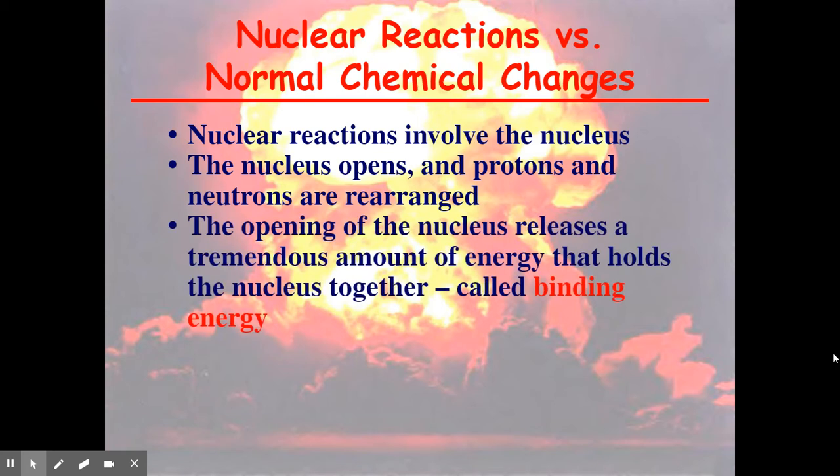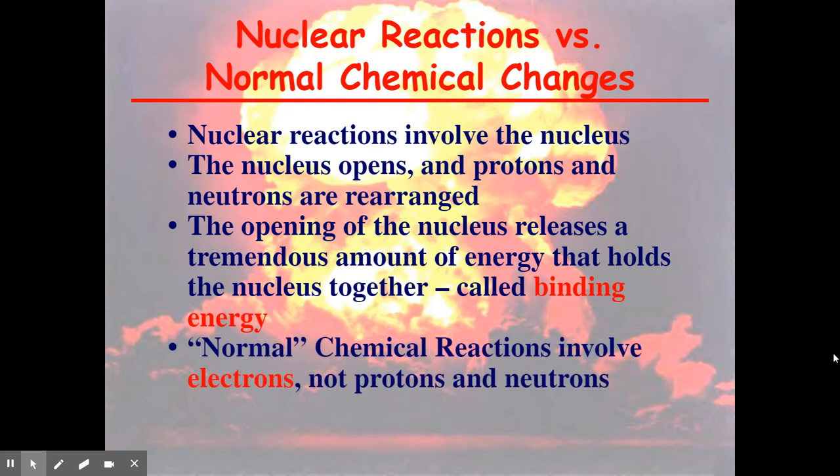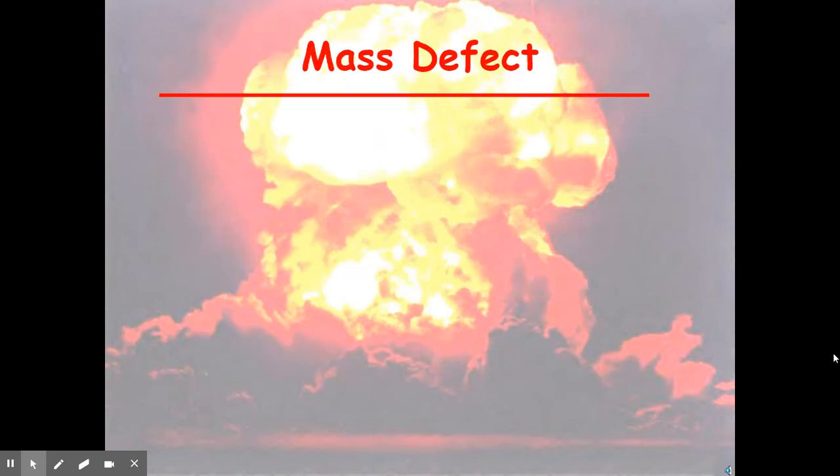To make nuclear reactions occur, though, you have to overcome the binding energy. Think of that as the glue that holds the protons and neutrons together, or holds the nucleus together. You have to overcome that, and it's a tremendous amount of energy. If you can break it apart, you can actually release that, and we'll talk about that in fission reactions later on in this unit. But normal chemical reactions involve only electrons, not anything that's involved in the nucleus. The nucleus is involved because of the positive charge, but it's normally just a rearrangement of electrons that we would call normal chemical reactions.